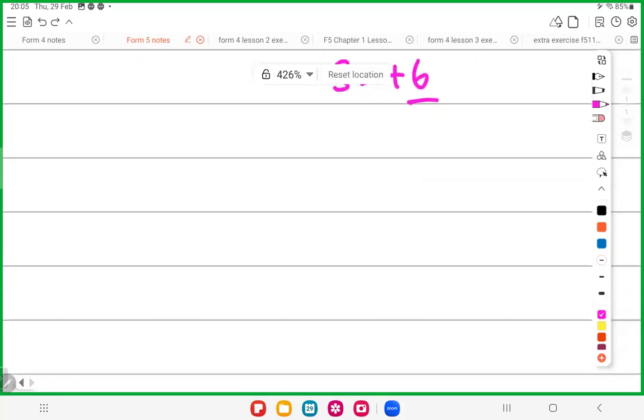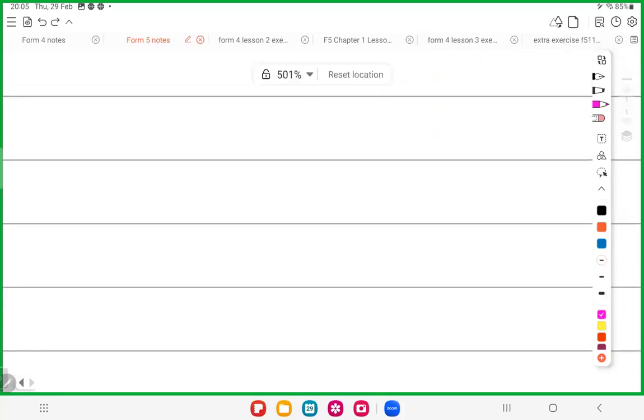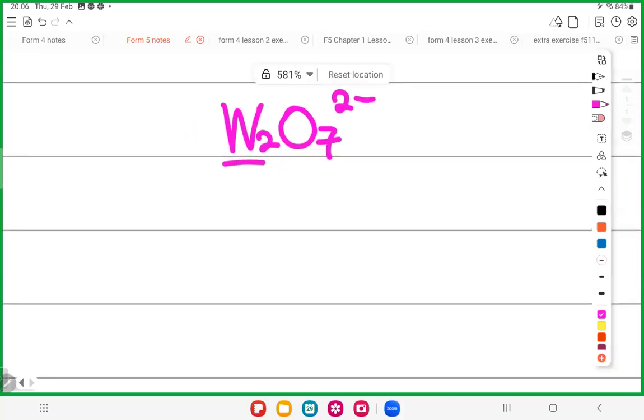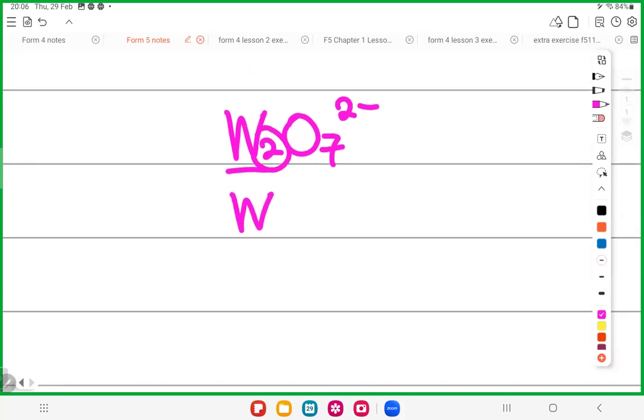Okay, one more example. Let's say I have another substance called W2O7 2 minus. Now I want to find the oxidation number for W. How to find the oxidation number for W? W, I don't know. How many W do we have? 2. When you have 2 W, you must move the 2 in front here, because if you put the 2 at the back, it is very hard to do calculation.